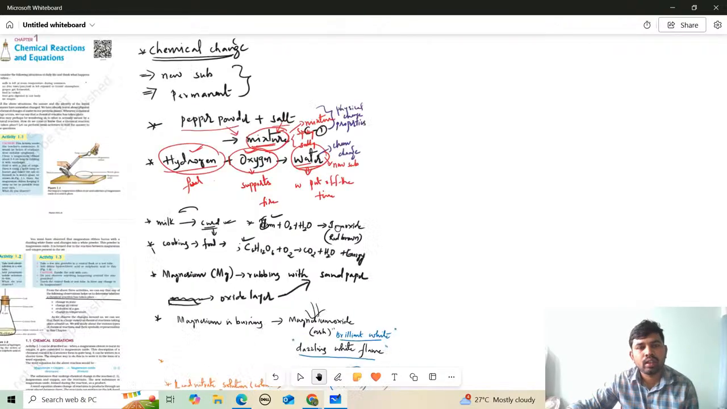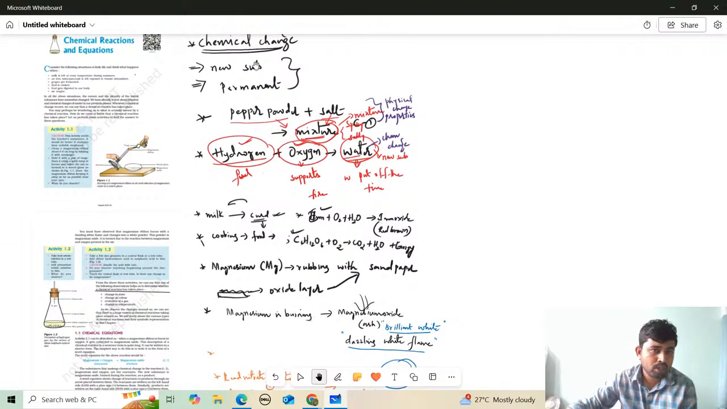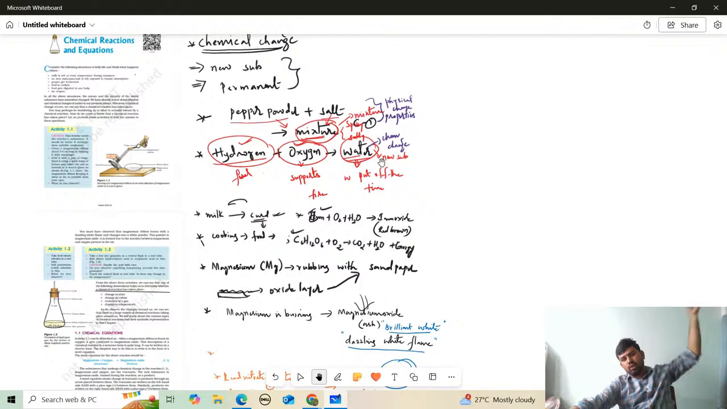So these are chemical changes. What do we mean by chemical change and permanent change? A new substance should be formed. For example, if we take pepper powder and salt powder, it is a mixture. This is the formation of a physical change. In this case, you see the properties of hydrogen and oxygen completely vanished, and water is formed, which is a new substance, because water has entirely different properties compared to hydrogen and oxygen. Such a kind of change is called a chemical change.